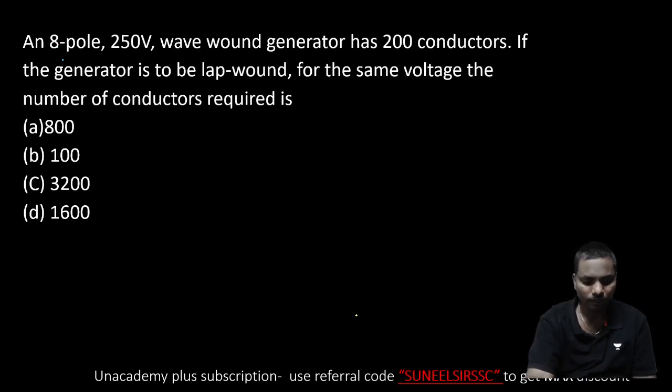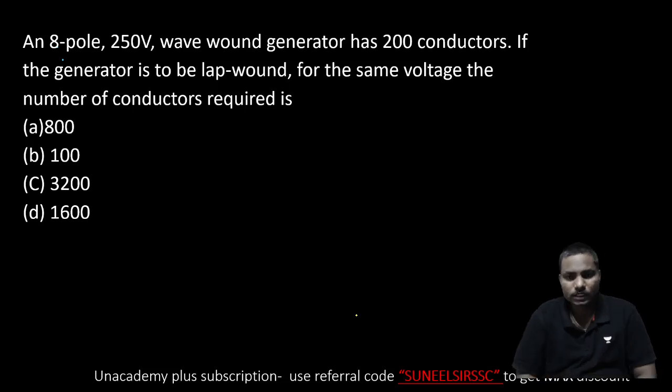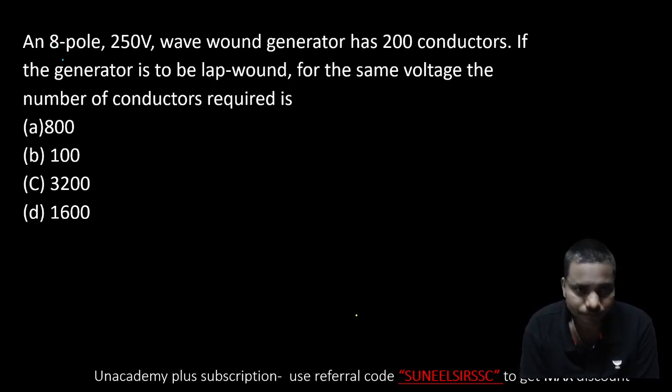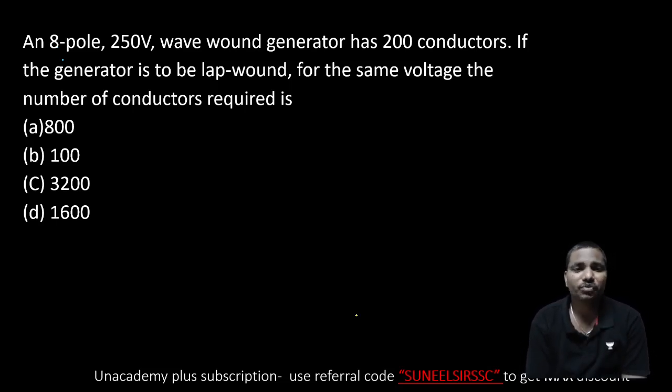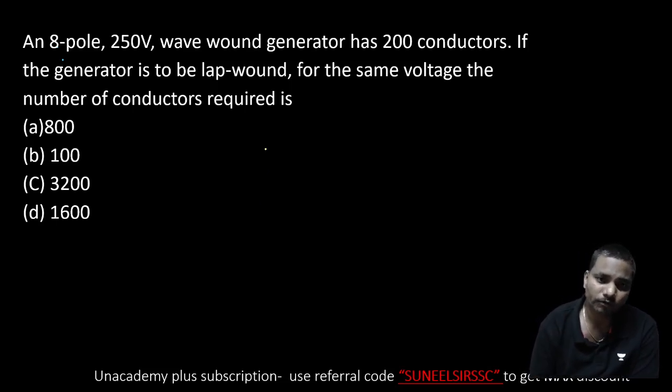An 8 pole 250 volt wave wound DC generator has 200 conductors. If the generator is to be lap wound for the same voltage, what is the number of conductors required? Here we can find this by using the formula or by just understanding. The understanding method is very easy, guys. All of you listen carefully. Initially they have given wave wound, with the number of conductors 200.